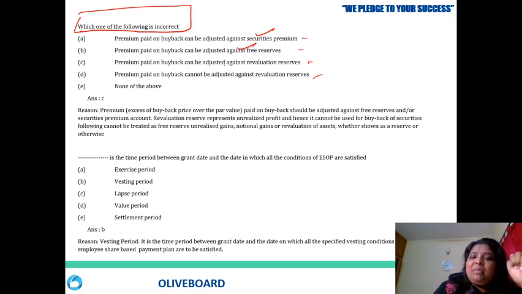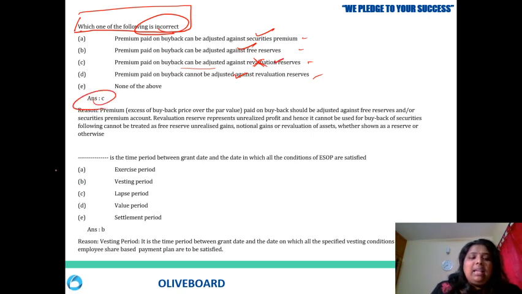Premium on buyback can be adjusted against revaluation reserve. No. It cannot be adjusted. So this is correct. So which one is incorrect then? Option C is incorrect. You're getting the answer?